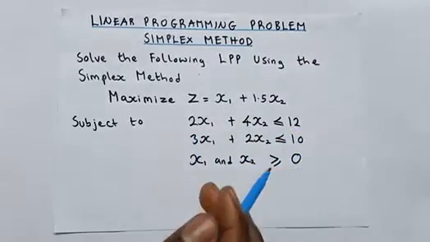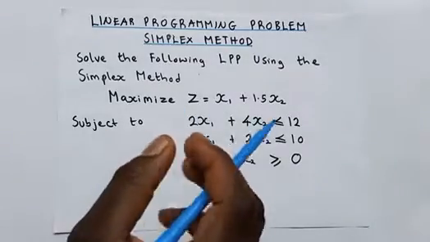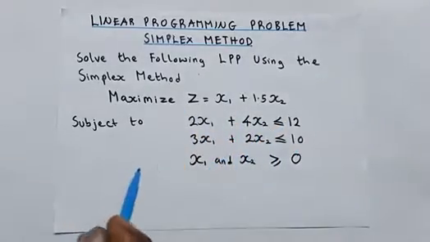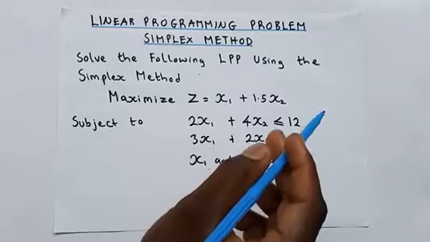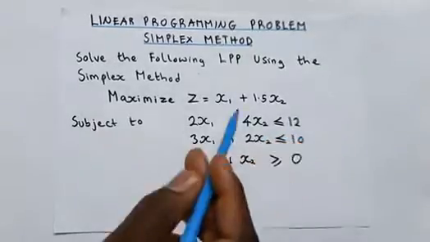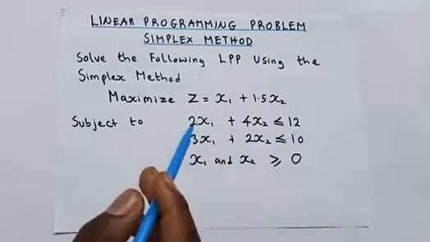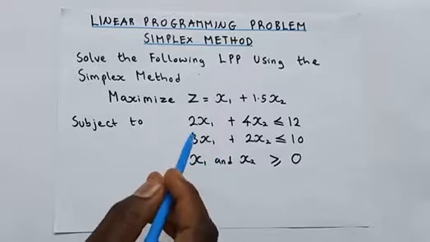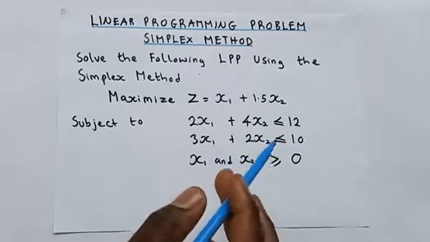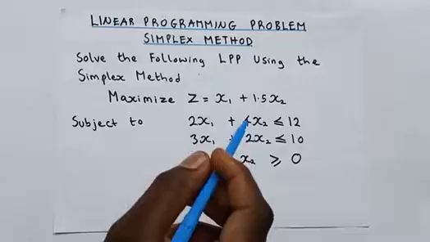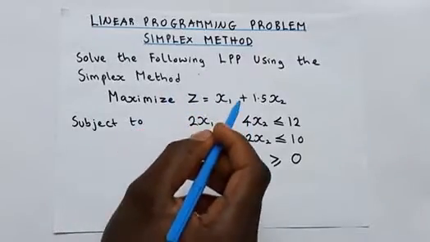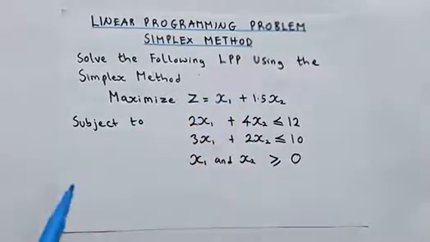When solving LPP by using the simplex method, the first thing to do is to add slack variable s1 to the first constraint to balance its equation, and add slack variable s2 to the second constraint to balance its equation. Then add those two slack variables in the objective function with the coefficient of 0. This is what I mean.